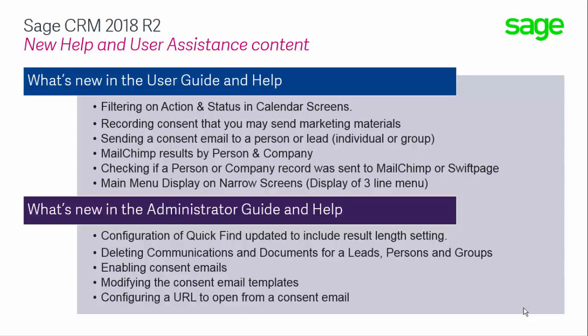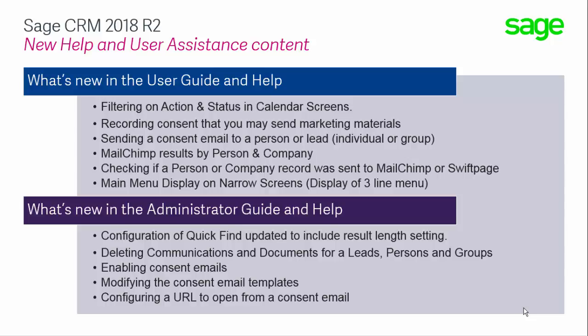The idea of issuing a consent email from within the product to a person or to a lead, and that's either to an individual or to a group. And then the idea of working with MailChimp results at the level of the person or company and checking whether a person or a company record has actually been synced across to MailChimp or SwiftPage. It'll also cover in the user guide how the main menu display can be changed to allow for a better experience within narrow screens.